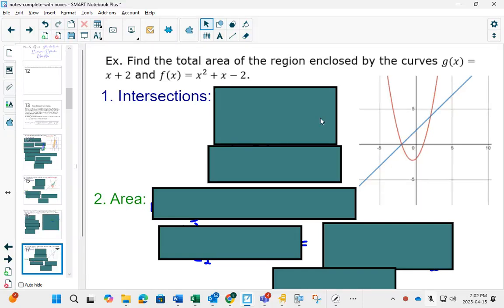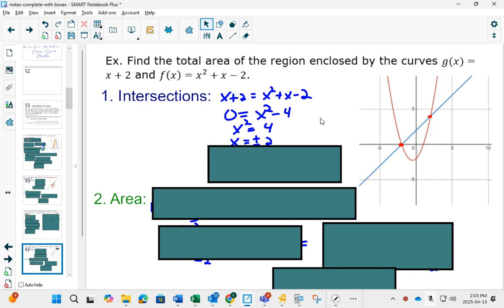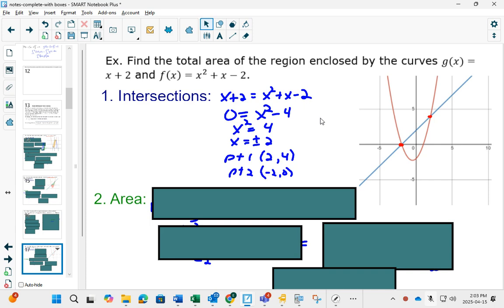First of all, you're going to have to figure out where the two graphs intersect, on page 9. So we need to find out where these two graphs intersect. And we do that just by making the equations equal to each other, because you can use substitution and solve, and you get your 2 points.